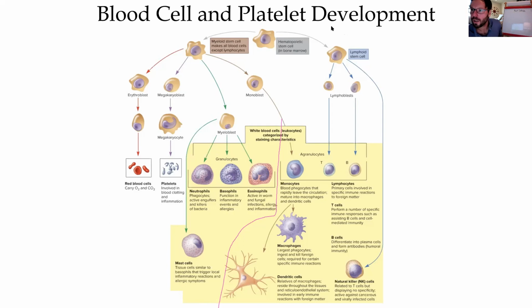Does that look backwards to you guys? No. No, it looks the right way? Okay, it just looks backwards to me.